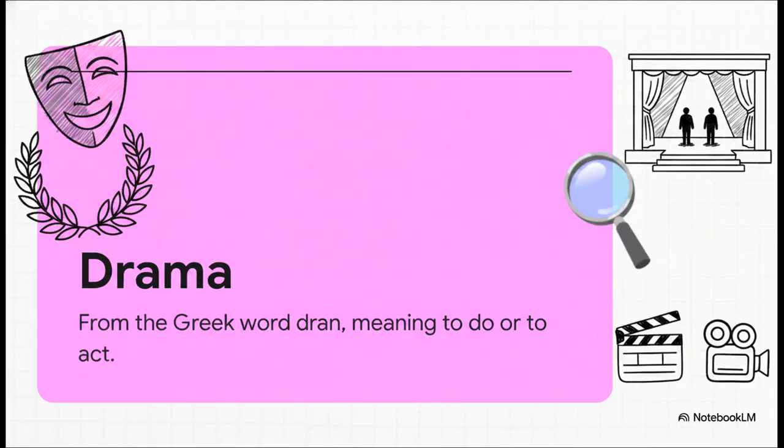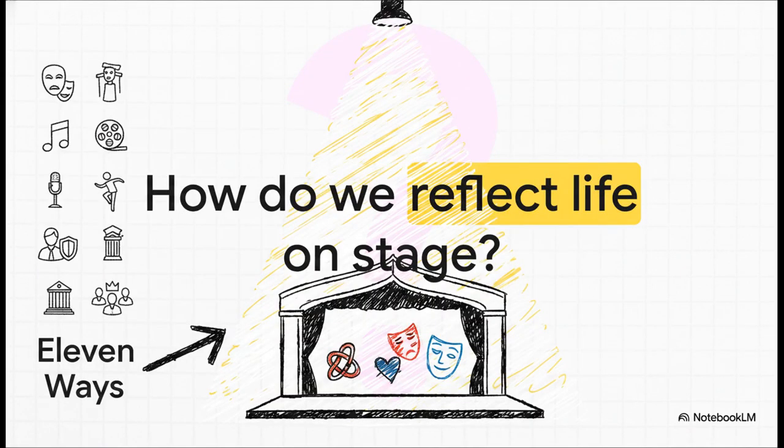Okay, let's dive into this by looking at the actual root of the word itself. The word drama actually originates from the ancient Greek word drawn, and that simply translates to do or to act. Now, this is an absolutely crucial distinction. Unlike a novel or a poem that you might just read quietly in your head, drama is inherently active. It's a form of literature that is literally designed from the ground up to be performed. Whether that's on a physical stage in a theater or on a screen, it fundamentally requires human action to truly exist.